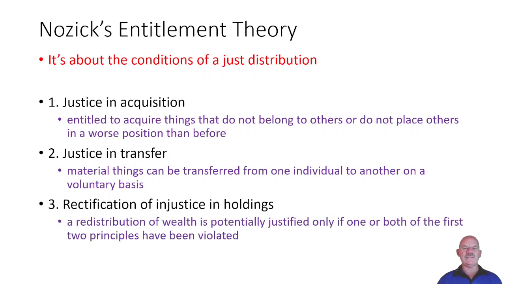Then rectification of injustice. If any one of the first two principles, justice in acquisition or justice in transfer, were breached, then it's okay to redistribute the wealth back to where it belongs. And that is basically what Nozick's entitlement theory said.